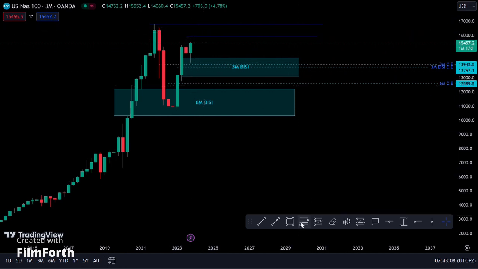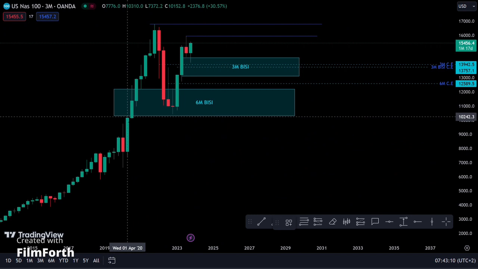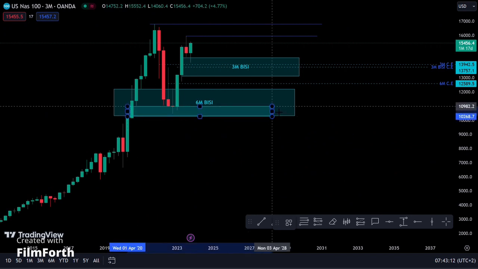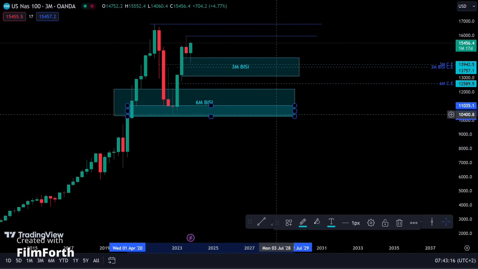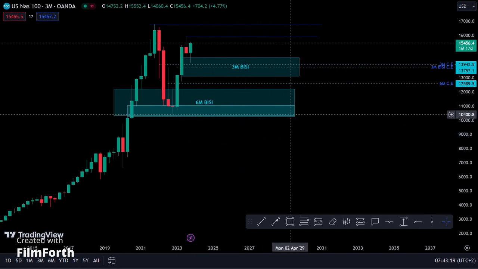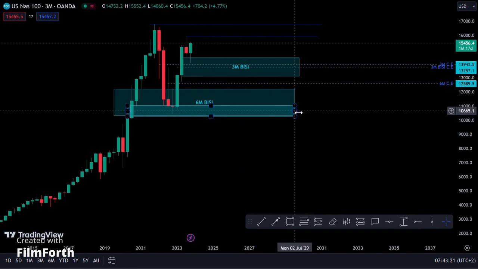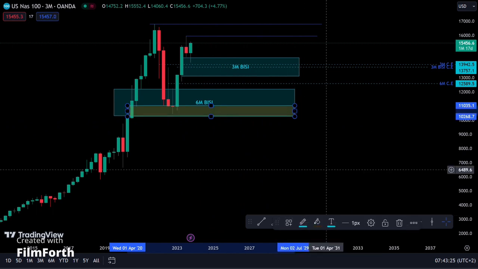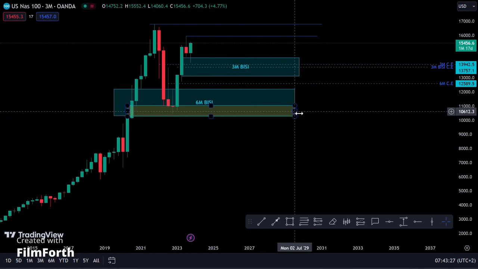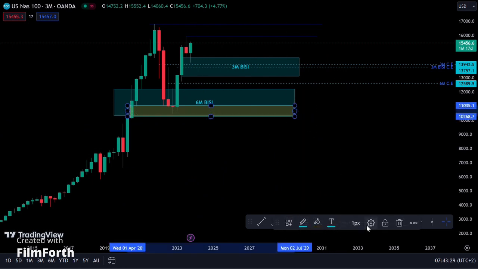Those are the highs. And if you look at this right here, there's a 3 month fair value gap right here where we turned in and we respected it so perfectly. I'll change the color for this one so that you can see the difference. Yeah, orange would be fine. And it's a 3 month BC.